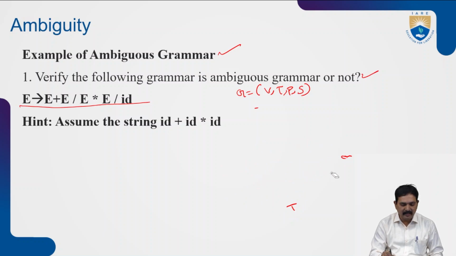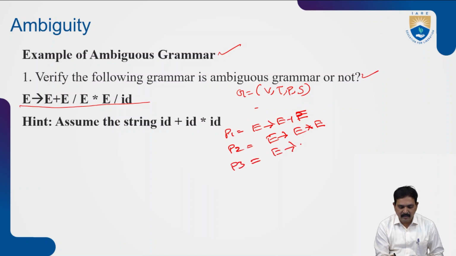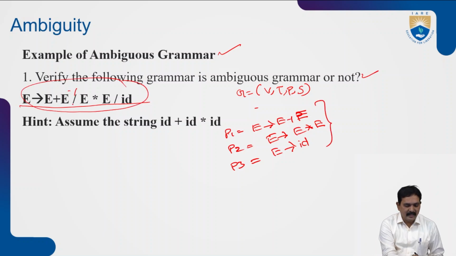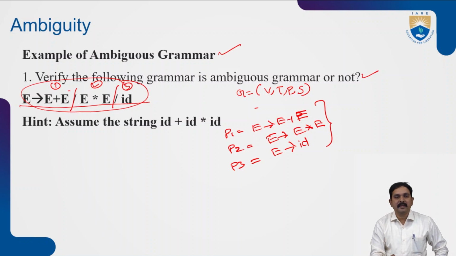What is the example here? I am taking the production P1: E implies E plus E, and P2, another production: E derives E with E, and P3: E implies ID. So this is given in the form of alternatives: production 1, production 2, third production. Here in this case we have seen a total of how many different productions? 3 different productions.